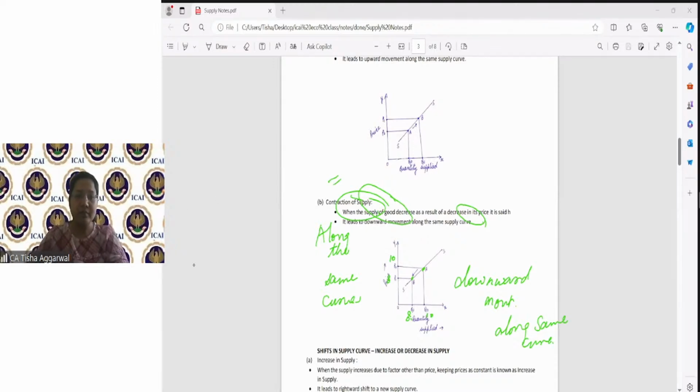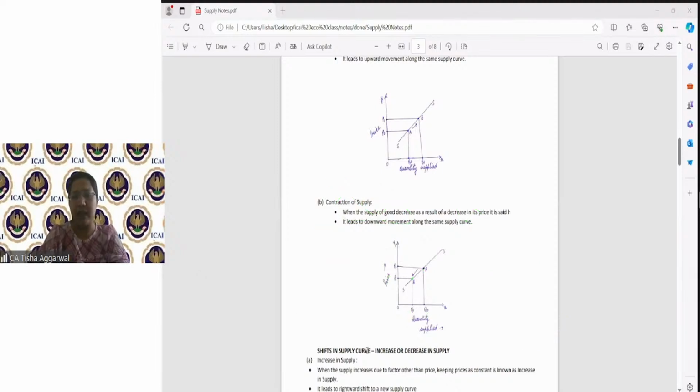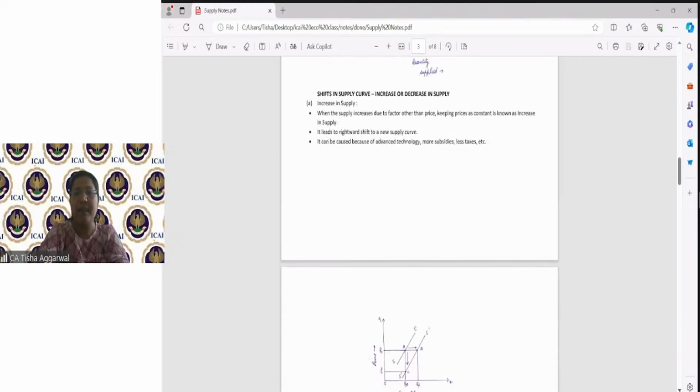Okay. Next is the shift in the supply curve. Now in the shift in the supply curve, we have two points to it: the increase in supply and the decrease in supply. So increase in supply is where the supply increases due to factors other than the price. So I'll take the example of technology. Now what happens is this: look at this diagram. One second, please.